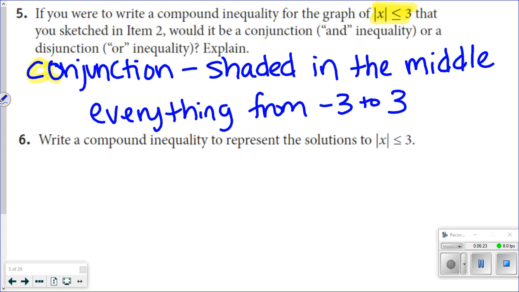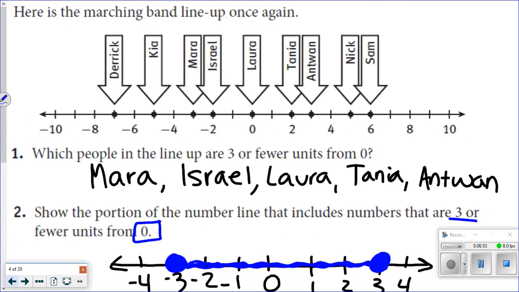You're going to have to turn your page to 55 for question 6. Okay. Let's write a compound inequality to represent which numbers are solutions to this inequality here. So let's write a compound inequality. We know it's going to be a conjunction. So it's going to be one big condensed or connected problem. And we can go back and look at our graph.